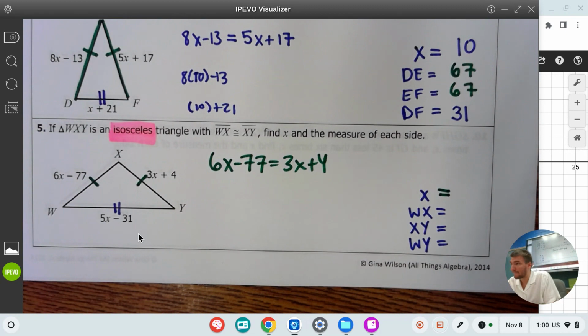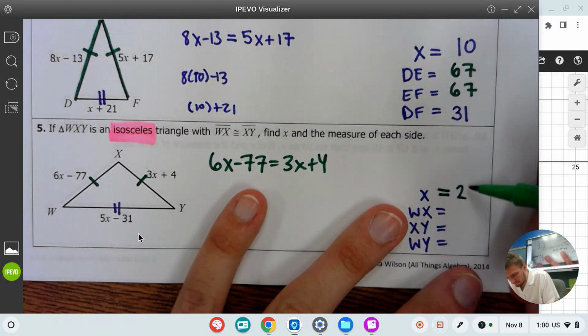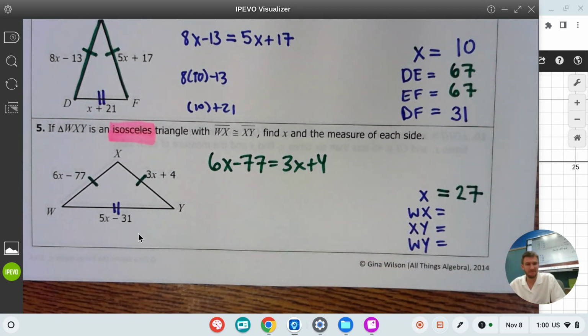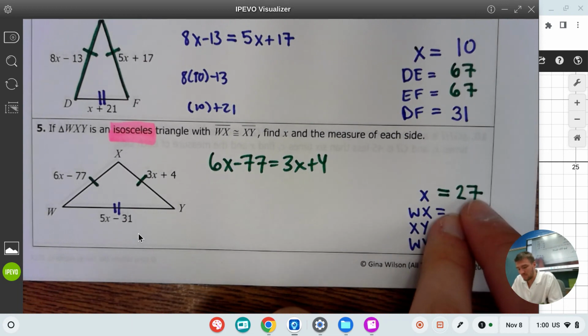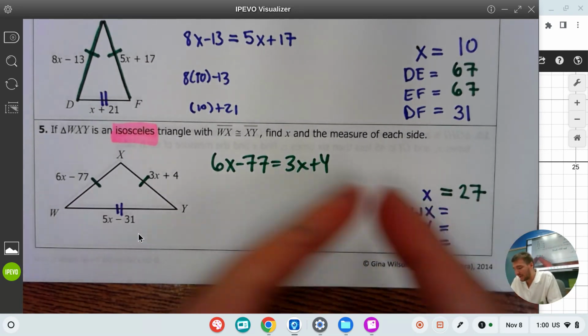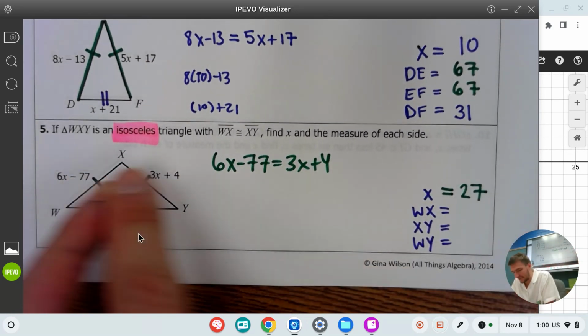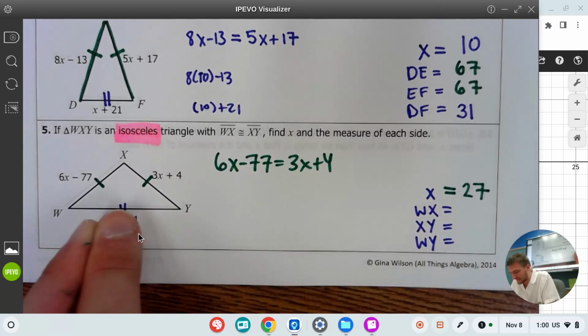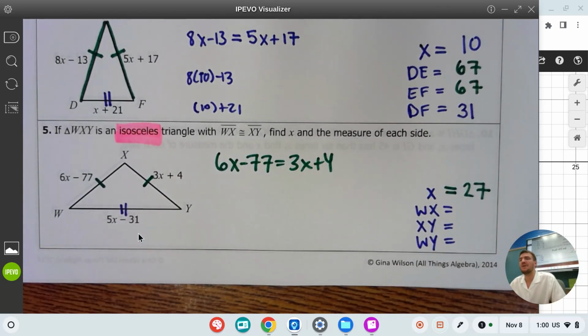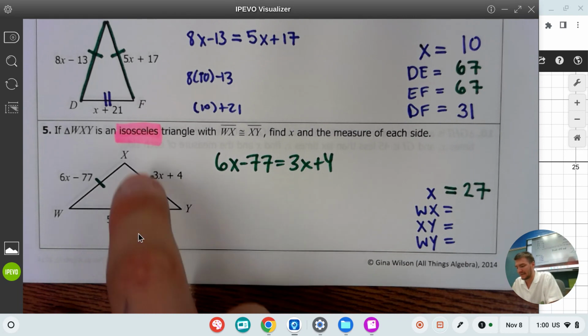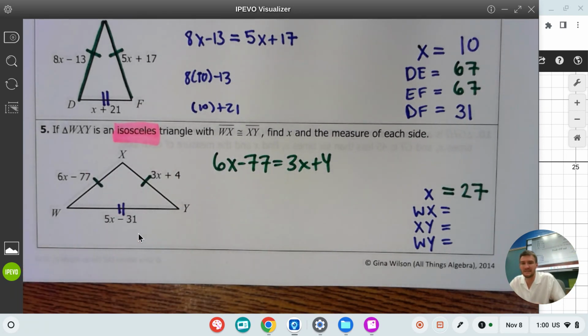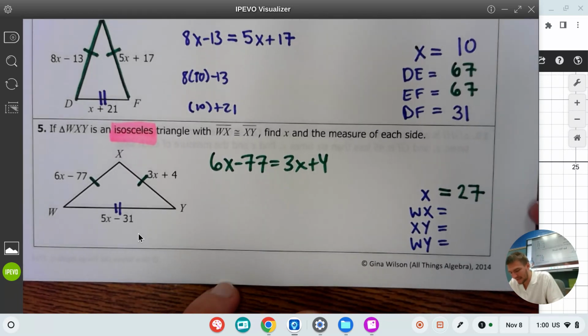What'd you get? 27. I'm trusting, I'm following blindly. So now we need to figure out what each of these sides are. You can just plug them in, right? Just plug the x in here, plug the x in here, plug the x in here. Okay? We're not going to get 3 different numbers. It's isosceles, so 2 of these sides are going to be the same. What did we get? Anybody get any of these side lengths?